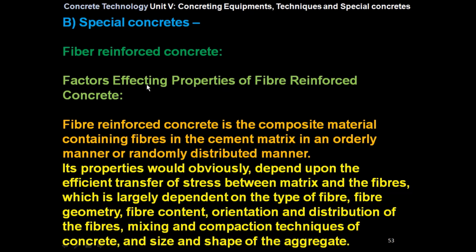Now we will see the factors affecting properties of fiber reinforced concrete. Fiber reinforced concrete is the composite material containing fibers in the cement matrix in an orderly manner or randomly distributed manner. Its properties would obviously depend upon the efficient transfer of stress between matrix and the fibers, which is largely dependent on the type of fiber, fiber geometry, fiber content, orientation and distribution of the fibers, mixing and compaction techniques of concrete and size and shape of the aggregate.